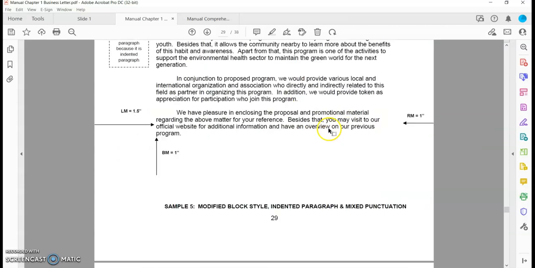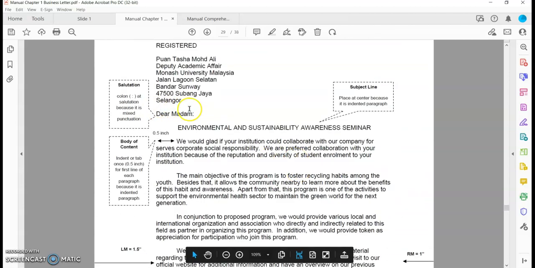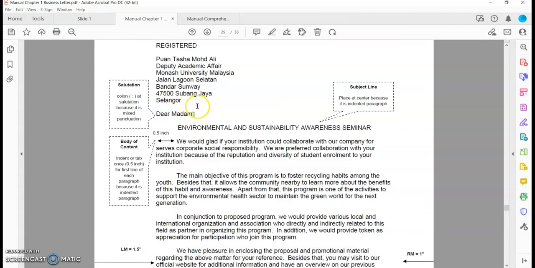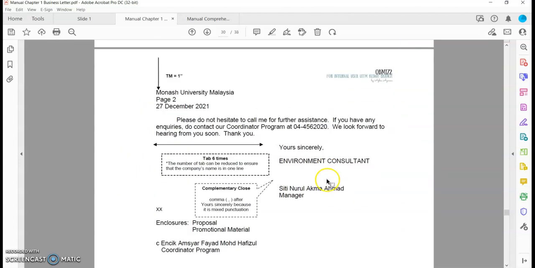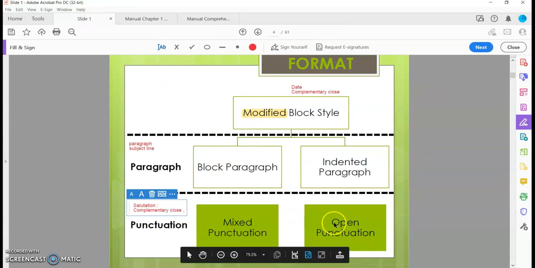But how about the mixed punctuation? If it is a mixed punctuation, as you can see here, we have a colon after Dear Madam. So this is what we call the salutation. We have the colon at the salutation because it is a mixed punctuation. And don't forget to put a comma here because it's a mixed punctuation. So now you see the difference between these two formats, mixed punctuation and open punctuation.